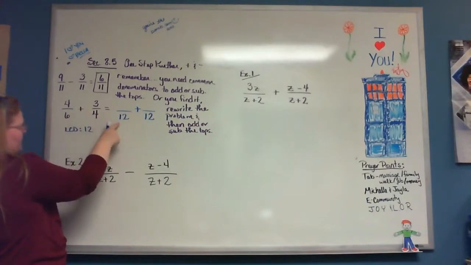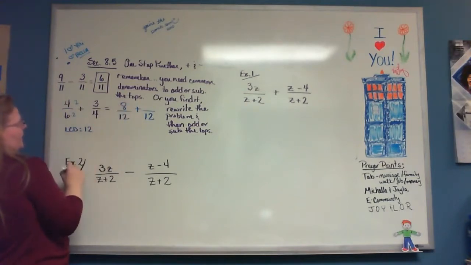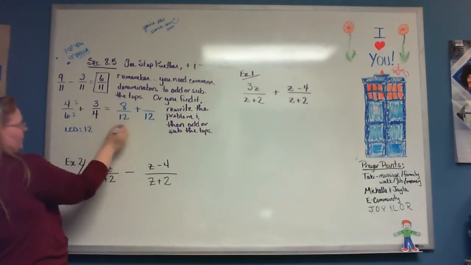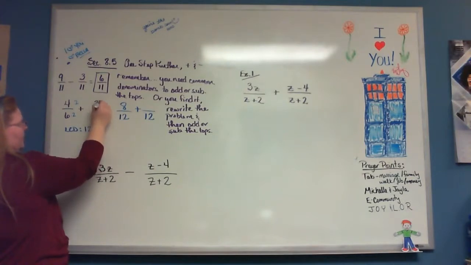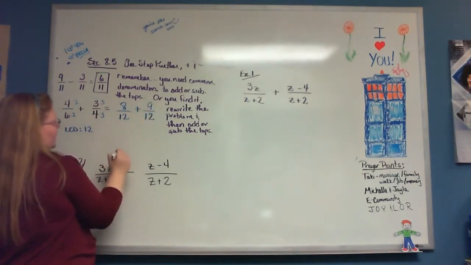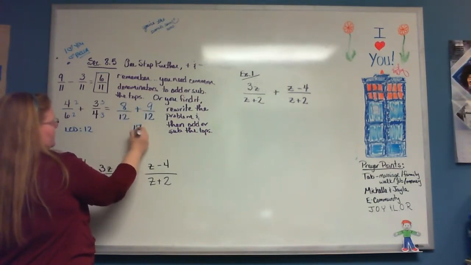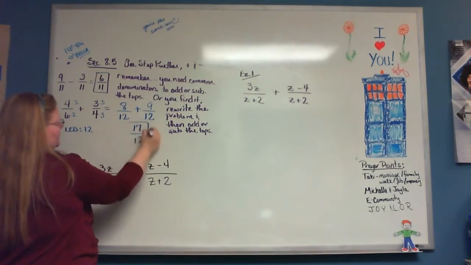So what times 6 gets me to 12? Well, it's times 2. If I do it on the bottom, I have to do it on the top. Gives me an 8 up there. What times 4 gets me to 12? That's a 3. If I do it on bottom, I have to do it on top. Gives me a 9 there. So then 8 plus 9 is now 17 over 12.